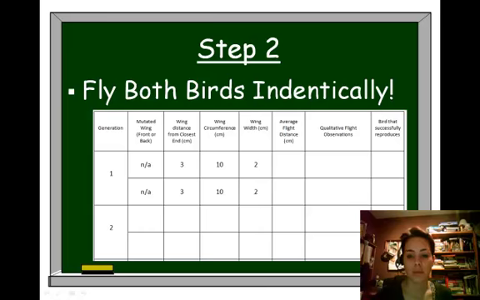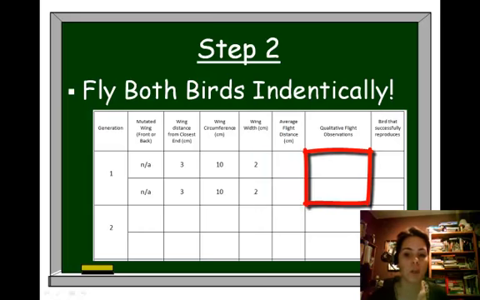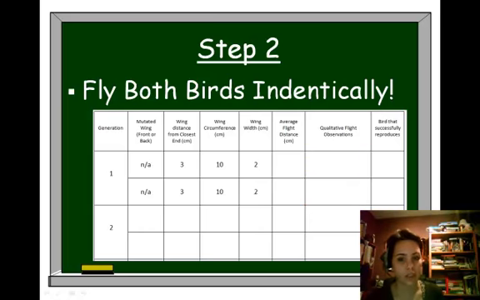After you've thrown both of these birds, ensuring that the wing loops are up, you will record the distance that the bird flew in centimeters and record that in your chart, as well as any qualitative flight observations. So unlike quantitative flight observations, which would be your distance, which are quantities, these are qualitative flight observations. So did one bird hook to the left? Did it hook to the right? Did its wing rip? What quality things happened that describes the way the bird flew?